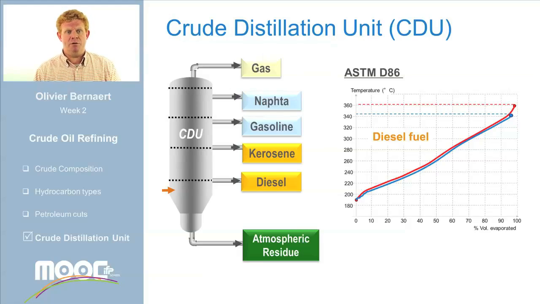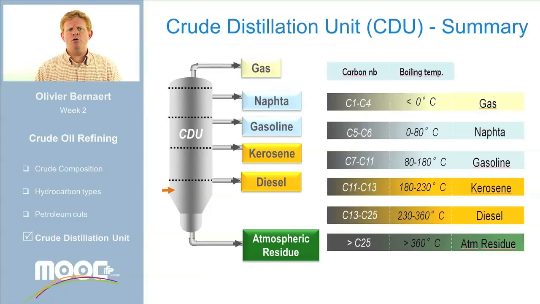Finally, by changing the shape of these curves, the refiner can play on different specifications, such as density of the cut, volatility, or cold flow properties. For instance, if the density of a cut is too high compared to the specification, the final boiling point of the cut can be decreased to limit the quantity of heavy products and, in this way, decrease the density. It's important to notice that some specifications cannot be regulated by distillation column operation, such as sulfur content, which needs additional treatment. To finish, I would like to summarize this part.